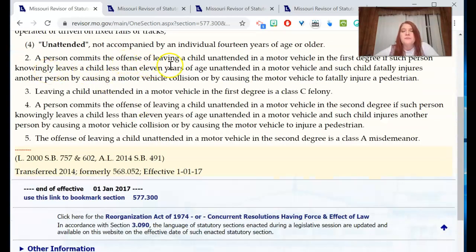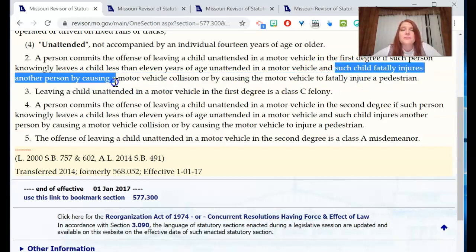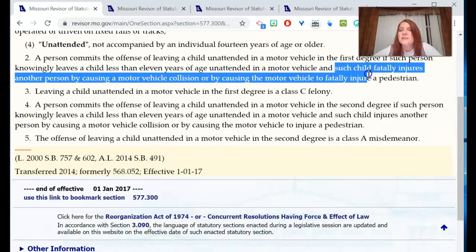A person commits the offense of leaving a child unattended in a motor vehicle in the first degree if such person knowingly leaves a child less than 11 years of age unattended in a motor vehicle, and such child fatally injures another person by causing a motor vehicle collision or by causing the motor vehicle to fatally injure a pedestrian. So look at that carefully.